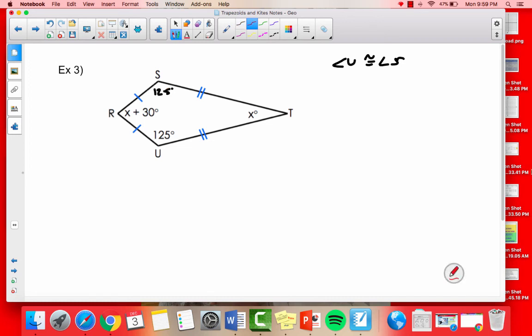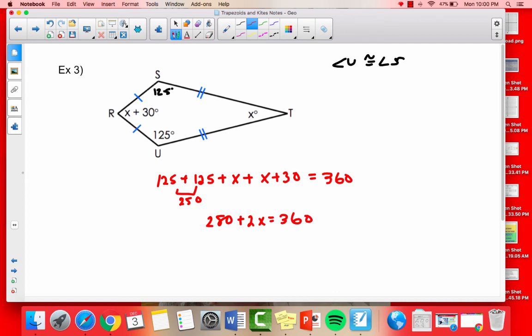So now I can use all four angles and set them up to equal 360. I'm going to have 125 plus 125 plus x, and then plus x plus 30 equals 360. Now I can combine like terms. So I get 250 here, plus 30, that's going to get us 280. And then x plus x is 2x, equals 360. From there, we can subtract the 280 over. We're going to get 80, so 2x equals 80. Then divide by 2, and we get 40.